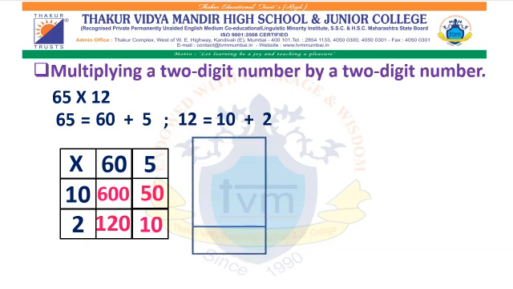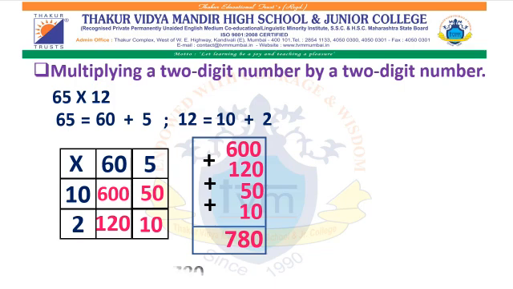First, we will frame a box. Now we will start placing these products in the box. 600 plus 120 plus 50 plus 10. The answer will be 780. Now writing down the final answer. 65 multiplied by 12 is equal to 780.